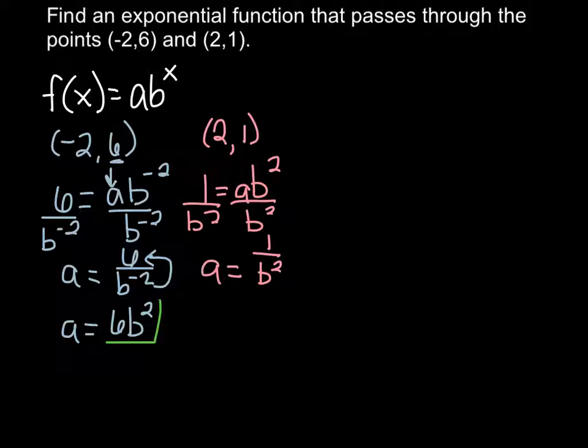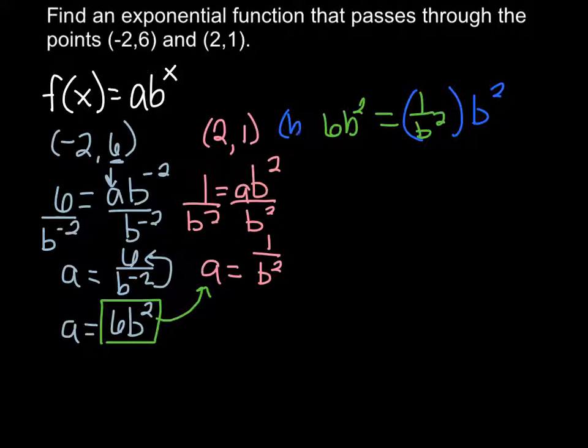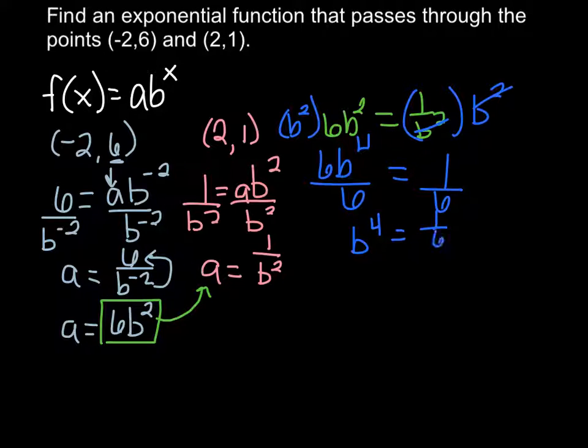So if a equals 6b squared, I can plug in for this a. So what that looks like is 6b squared equals 1 over b squared. Well, let's get the b's on the same side. So if I multiply this by b squared, which means I multiply this by b squared, those cancel, and I have 1 equals 6b to the 4th. Divide by 6, so I have b to the 4th equals 1/6.